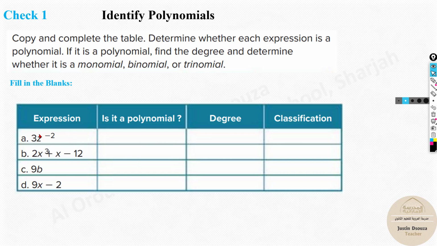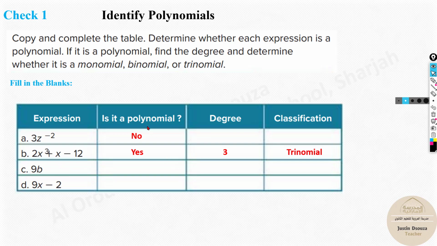Let's see. Over here you can see there's a negative power. That means it's not a polynomial. Degree and classification do not exist for this. Now what about this? Looking at it, it's a trinomial. You can directly write the degree is 3 and it's a trinomial.